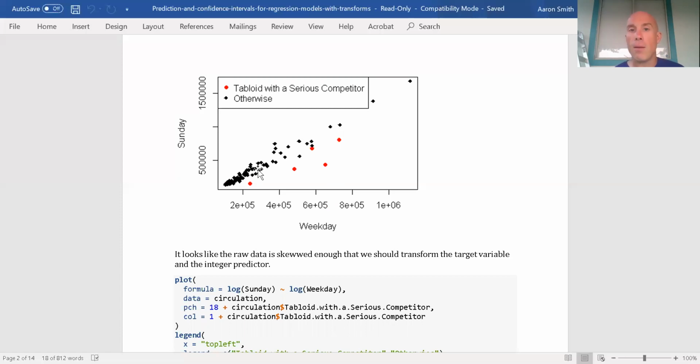Square root would be another possible choice. This is like count data, so a Poisson regression might be reasonable, a Poisson distribution assumption. And when I've got a Poisson distribution assumption, the square root transform is reasonable. This is coming from a textbook. The textbook author picked log. I didn't really question it. I'm just kind of running with it.